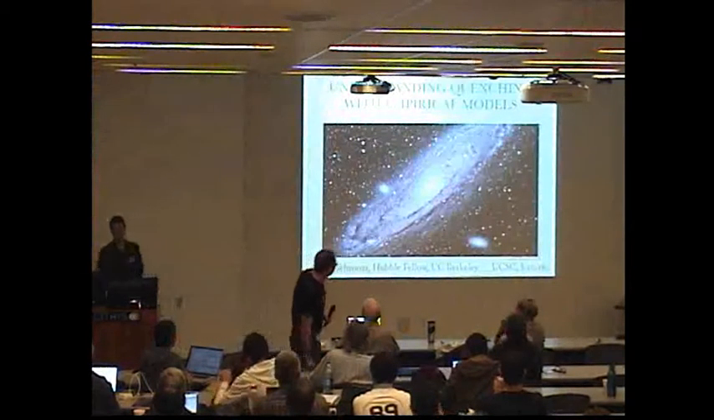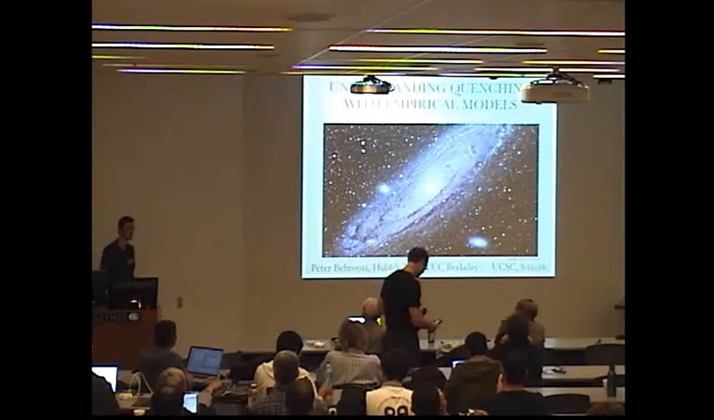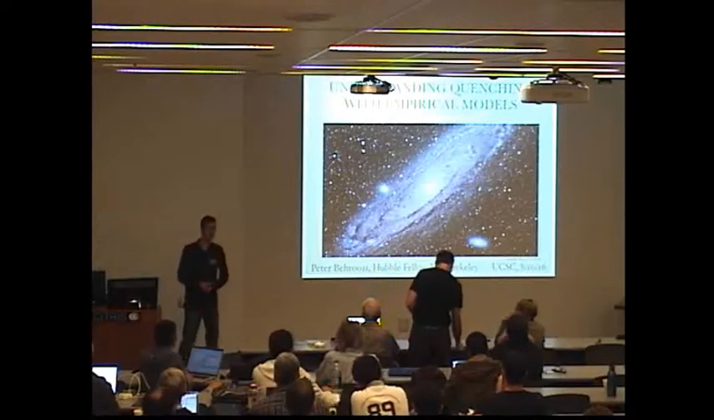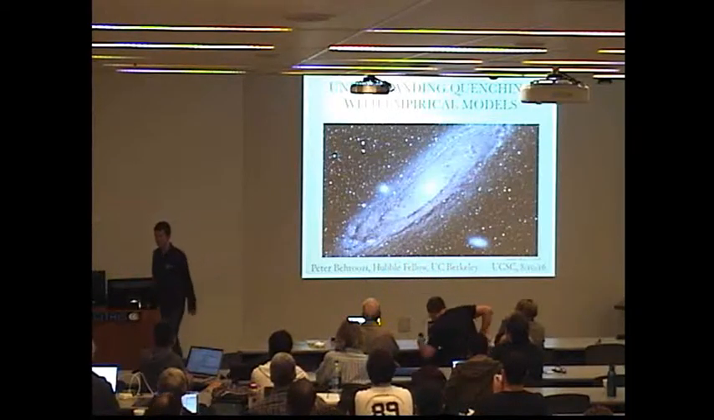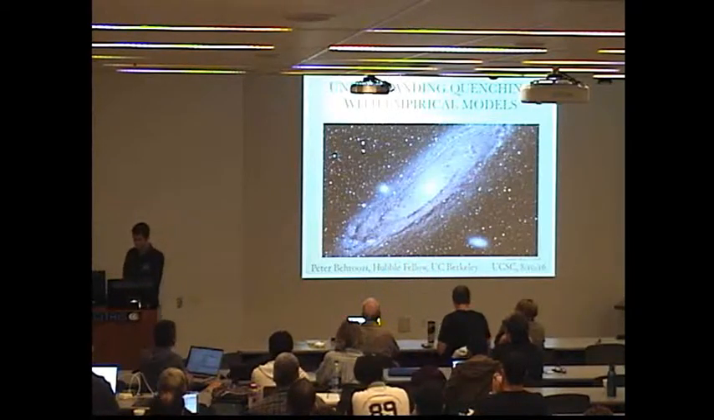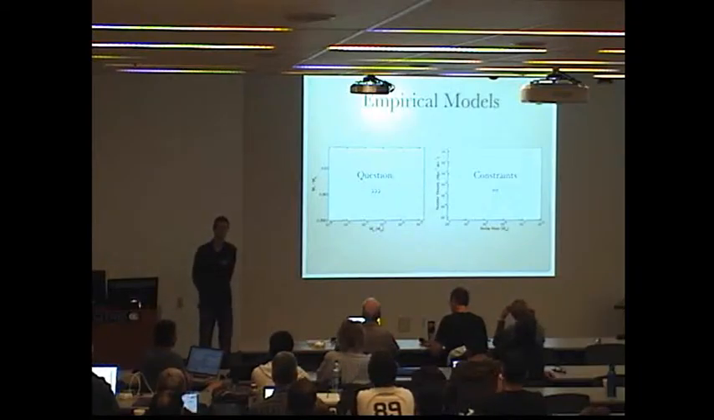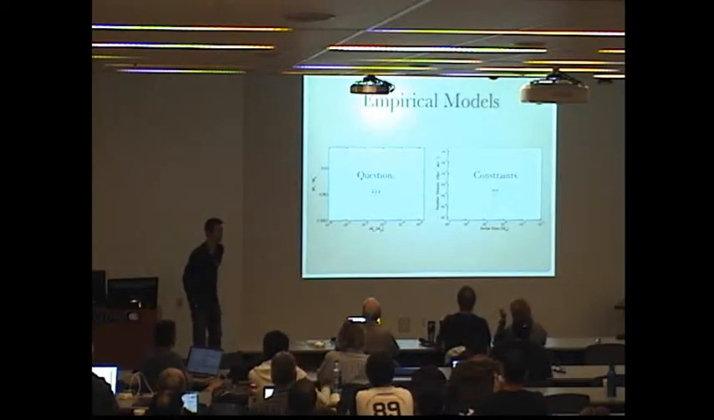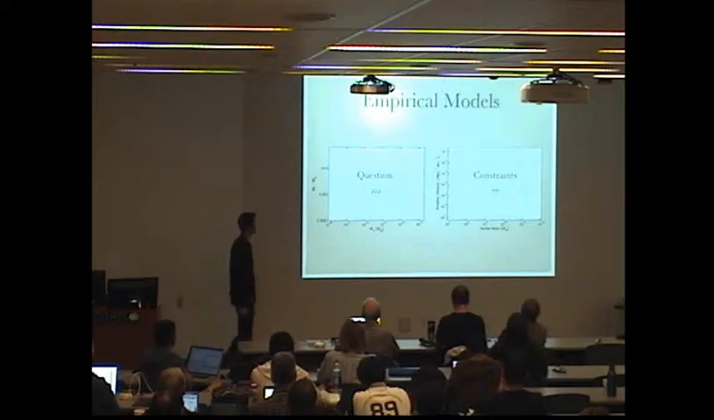I just wanted to give you guys an update on empirical modeling, how it's progressed since I last spoke at the Santa Cruz Galaxy Formation Conference. I want to really push the boundaries on what you think empirical modeling is. A lot of you are familiar with abundance matching, but empirical models are much more general than that.